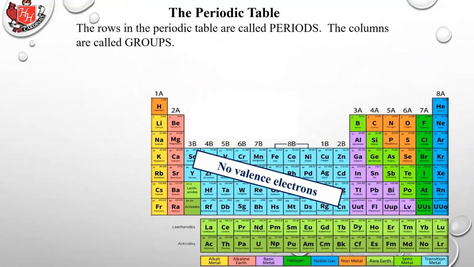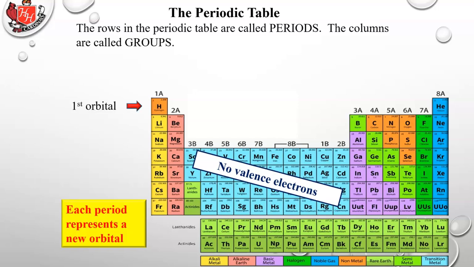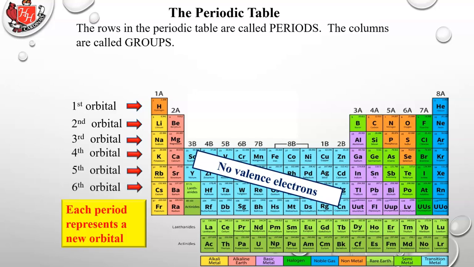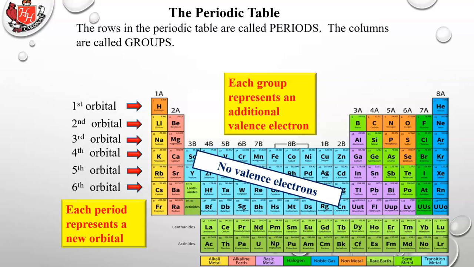Okay, the rows in the periodic table are called periods. Rows go across. The columns, those go up and down, are called groups. Each period represents a new orbital. So the first row represents the first orbital, the second row represents the second orbital, third row third orbital, and so on. Each group represents an additional valence electron, that is an electron in the outer orbital.